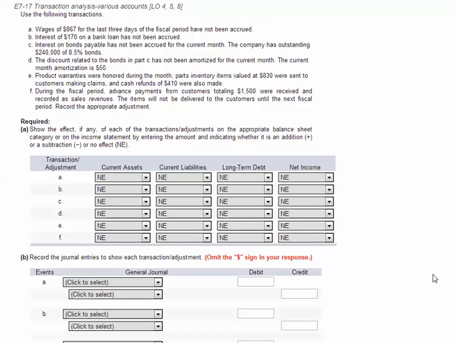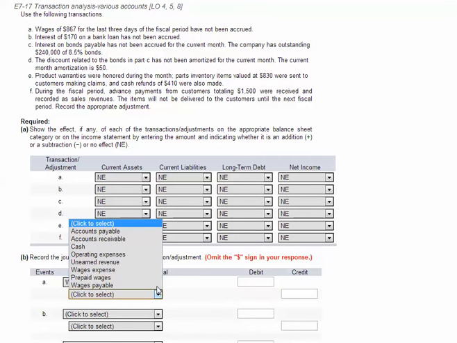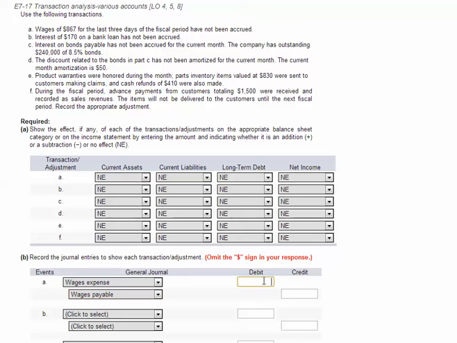Okay, let's look at a transaction analysis problem. Here it says wages of $867 for the last 3 days of the fiscal period have not been accrued. So what we need to do is go ahead and recognize the expense that's been incurred and create a liability to show that we now owe our employees that money. So the way that we would do that is we would debit wages expense and credit our liability account, wages payable, for $867.